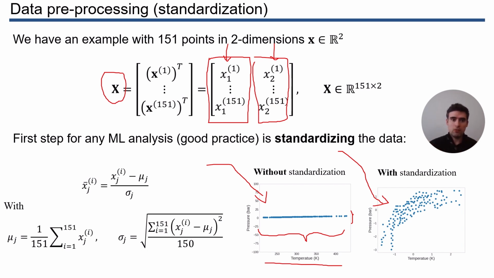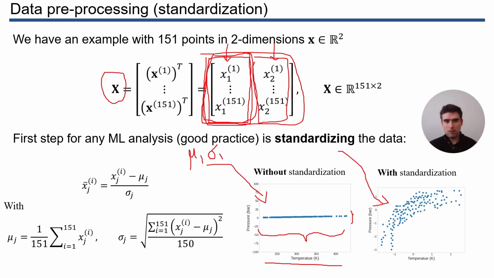Now, to do this, we're going to pre-process our matrix of inputs. For every column, so for every feature, let's say that these are the temperatures, I'm going to calculate the mean temperature. I'm going to call that mu1. And I'm going to calculate also the standard deviation of the temperatures. I'm going to call it sigma1. And I'm going to do the same for pressure: I'm going to calculate the mean pressure, which I'm going to call mu2, and the standard deviation of the pressures, which I'm going to call sigma2.